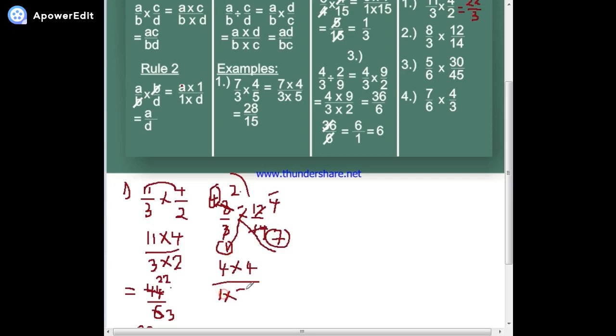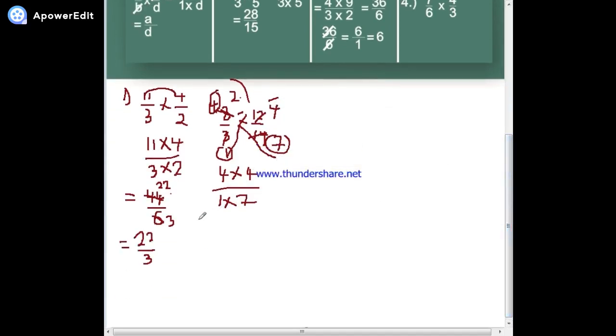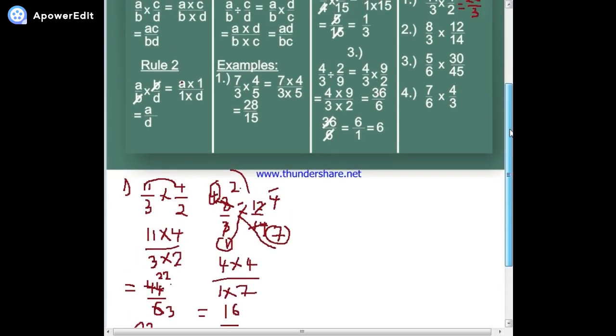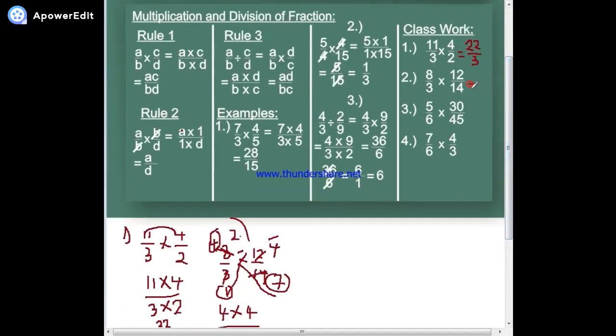So we multiply this by 7, and the final answer here: 4 times 4 is 16, and 1 times 7 is 7. So our final answer for the second question is 16 over 7. Do you understand?